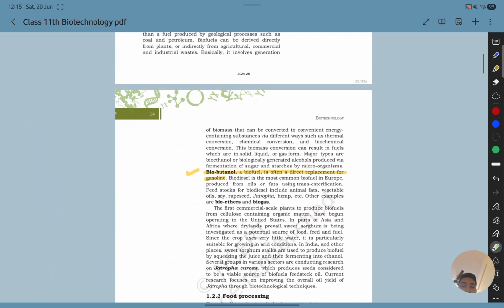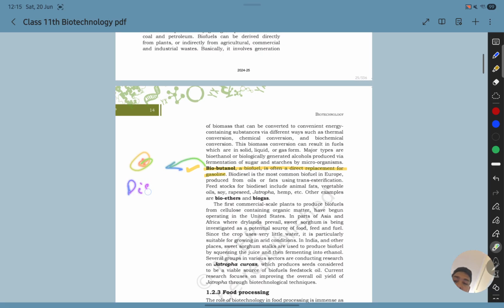Now next, this is biobutanol. Thanks to our road ministry, who is always talking about petroleum, they want to put bioethanol in the diesel. Bioethanol is a fuel that is often a replacement for gasoline, and it is already very common as a biofuel in Europe and elsewhere.